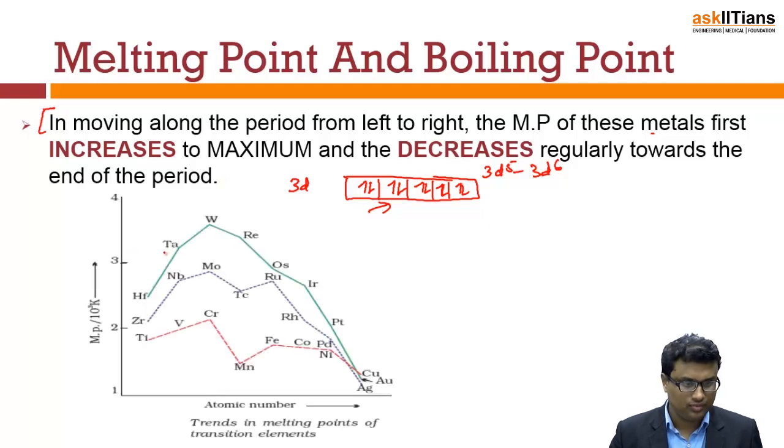So you can see here, if you look at hafnium, it goes to a maximum and again decreases. The same thing happens in the 3d series and 4d series. You can see titanium goes up and comes down for manganese, then again. So it is not a regular trend. The same trend in the melting point is observed even in the boiling point. So this is the trend of the melting point of the transition elements.